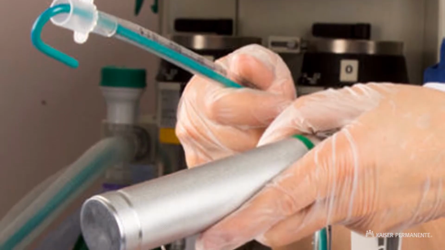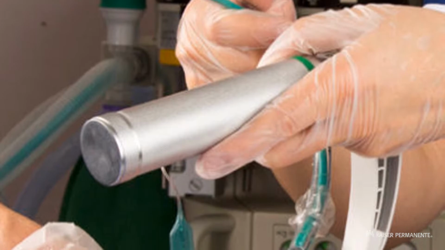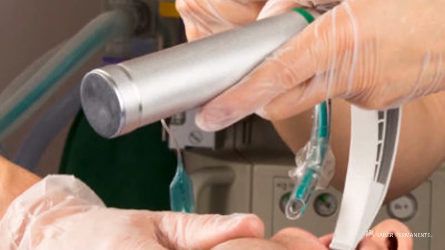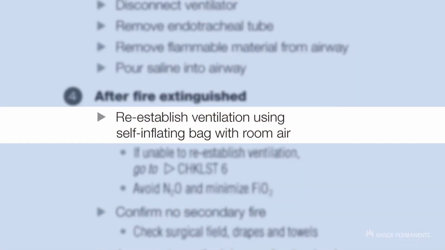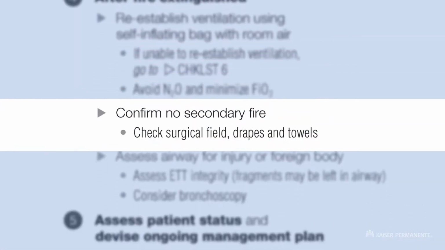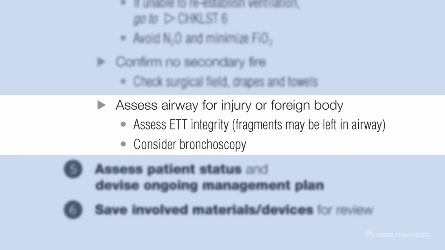An endotracheal tube should be considered in a timely manner to prevent hypoxia and provide a secure airway in the event of airway swelling. After placement of an endotracheal tube, an assessment of the airway should be completed to determine the extent of damage as well as to retrieve any residual debris.